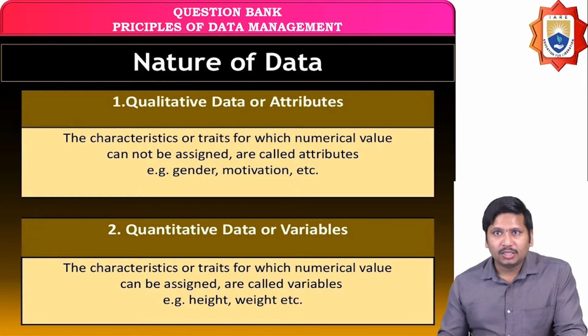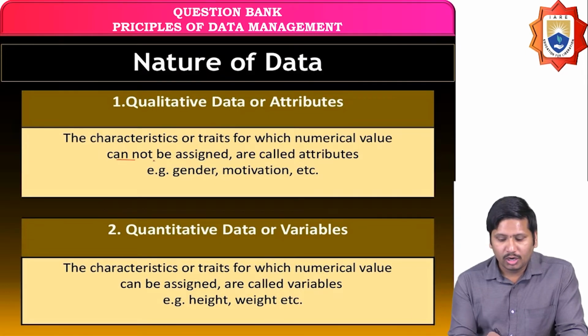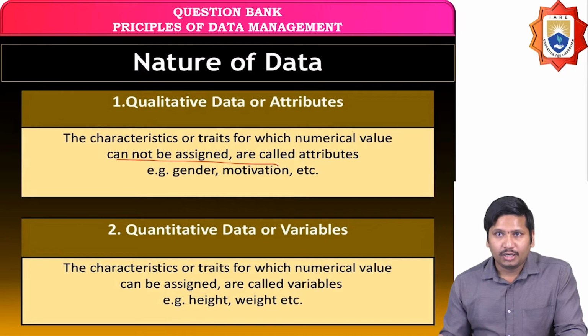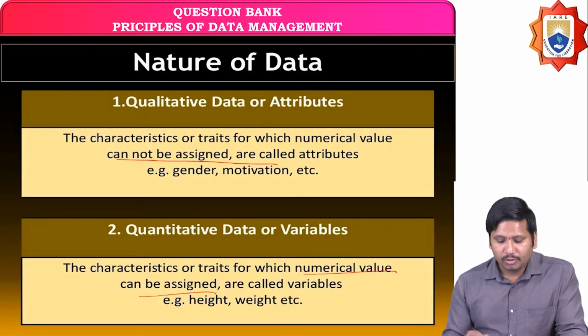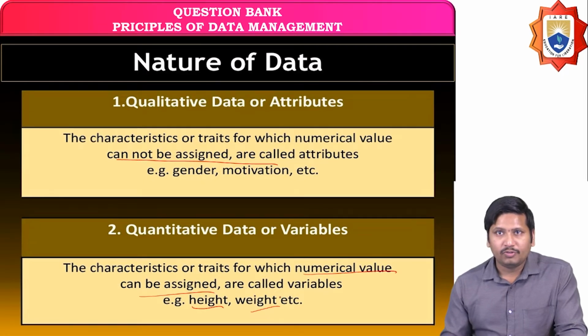The characteristics or traits for which a numerical value cannot be assigned are called attributes. Gender and motivation are examples. And quantitative data is nothing but variables: the characteristics or traits for which numerical values can be assigned. Here height and weight are examples of variables.